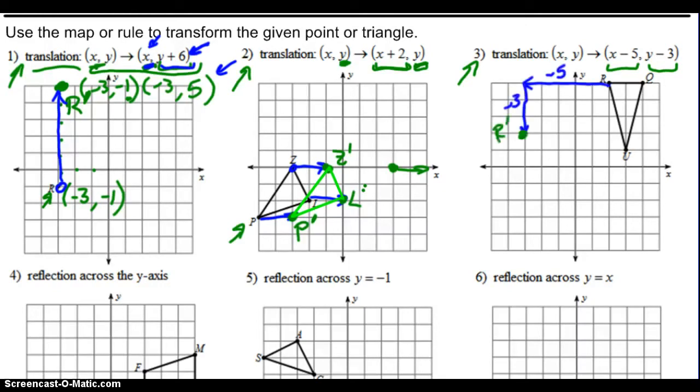So as you can see, starting with R, I went back 5 in the X direction because my map says X minus 5, and I went down 3 in the Y direction because my map says Y minus 3, and I've gotten to R prime. Here are the other 2 points mapped. And here is the fully translated triangle. And there it is.